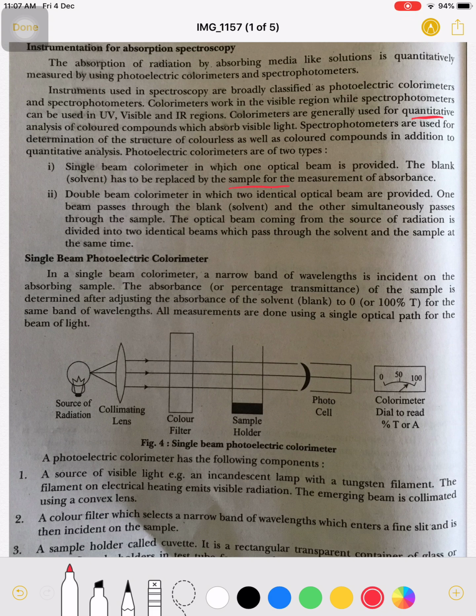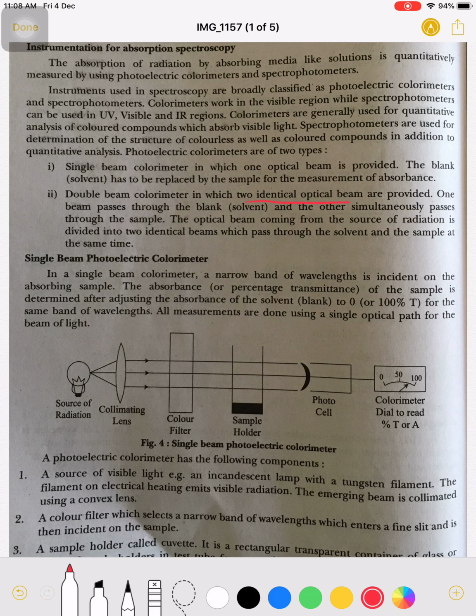So in the case of the single beam colorimeter, we use only one optical beam, so that after calculating the transmittance or absorbance of the blank, that is the solvent, we can replace it and use the sample now for the measurement of absorbance. But in the case of the double beam colorimeter, two identical optical beams are provided.